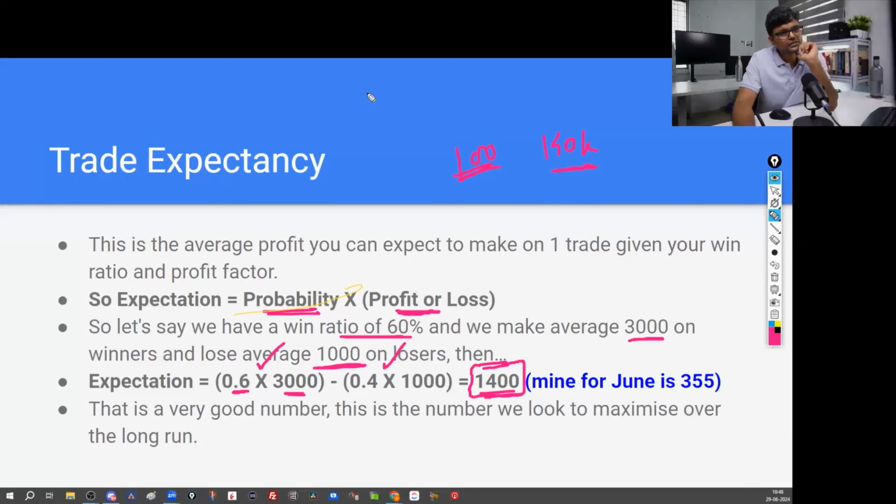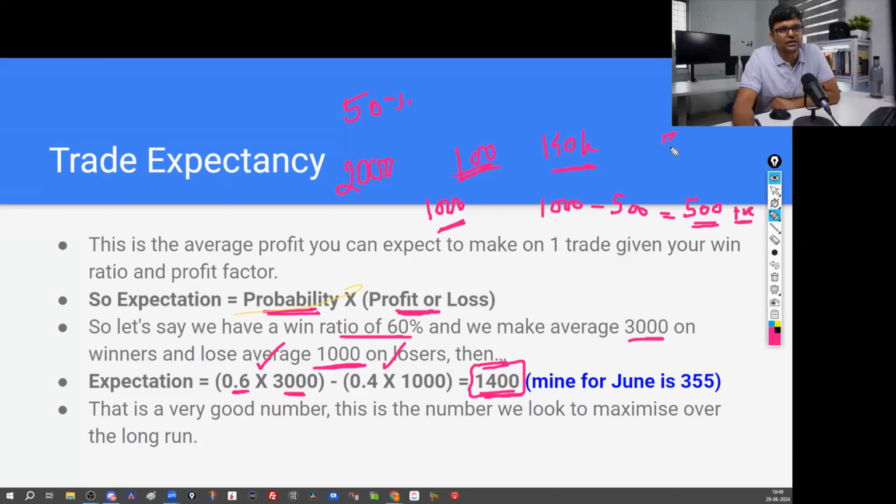What if it is a 50% win ratio and you only make 2,000 when you win and you lose 1,000? So what will happen? 50%, so 0.5 into 2,000 is 1,000. 0.5 into 1,000, which is your loss, is 500. Your expectation is still 500 positive. So if you have a 50% win ratio, but you are making twice the amount you are risking in every trade, you will still have positive expectation.